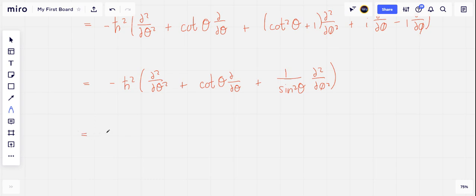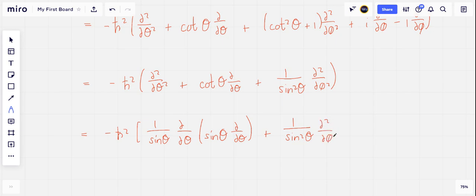And so this finally simplifies to minus h bar squared into 1 over sine θ d/dθ of sine θ d/dθ plus 1 over sine squared θ d2/dφ², as required, and so QED.